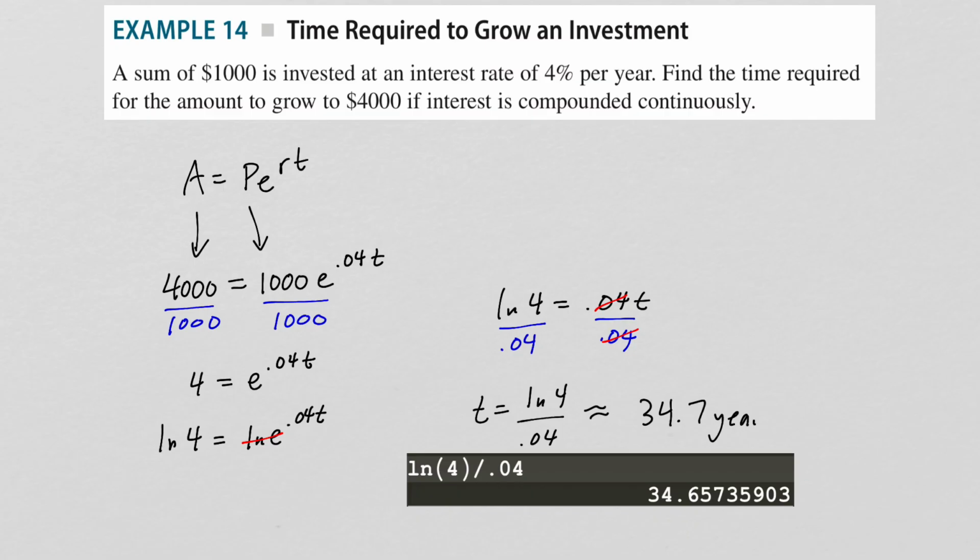So it's a lot longer, even though the interest rate is only a little bit less. But the main reason it's so much longer is because $4,000 is 4 times the amount of our original investment. So this is like doubling your money twice, right? So that's why it takes so long for this to happen.